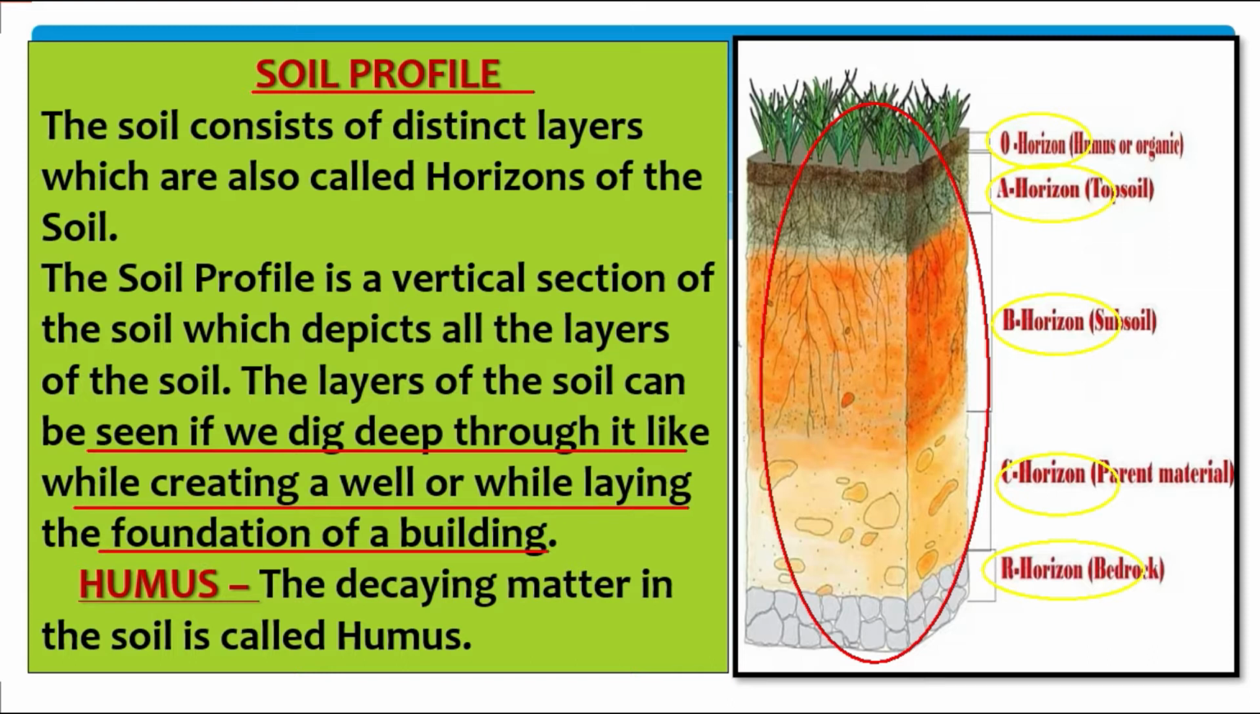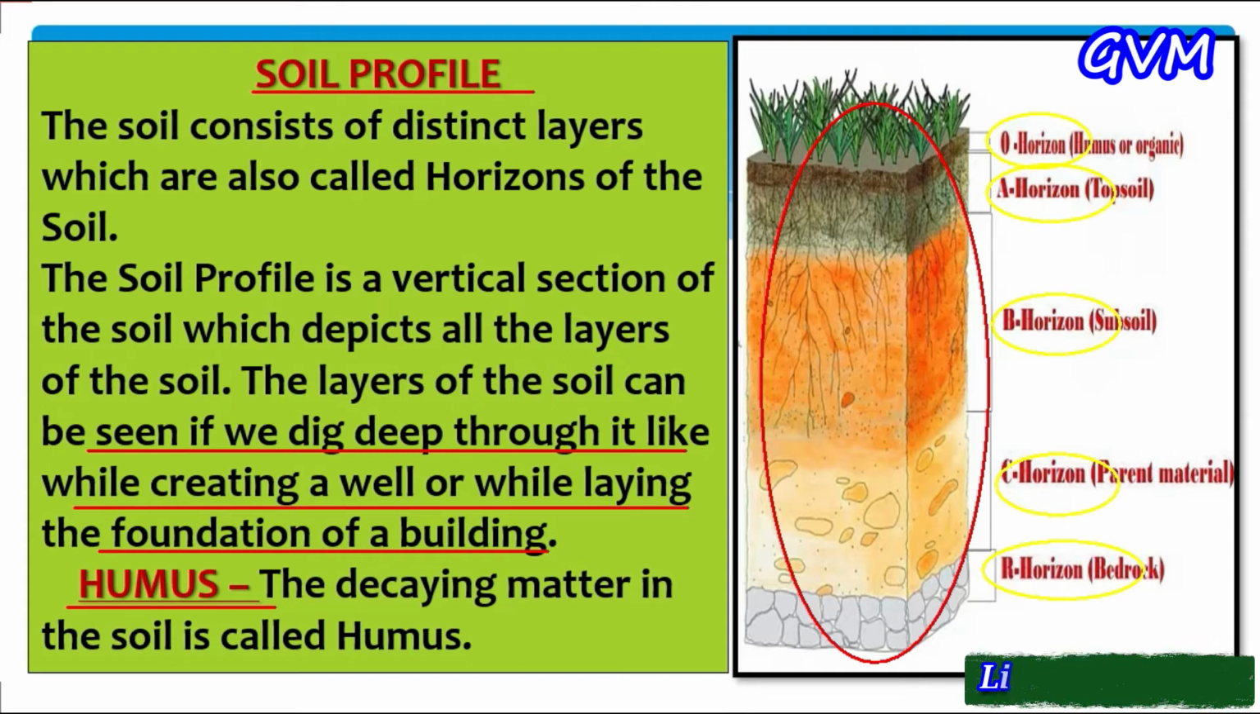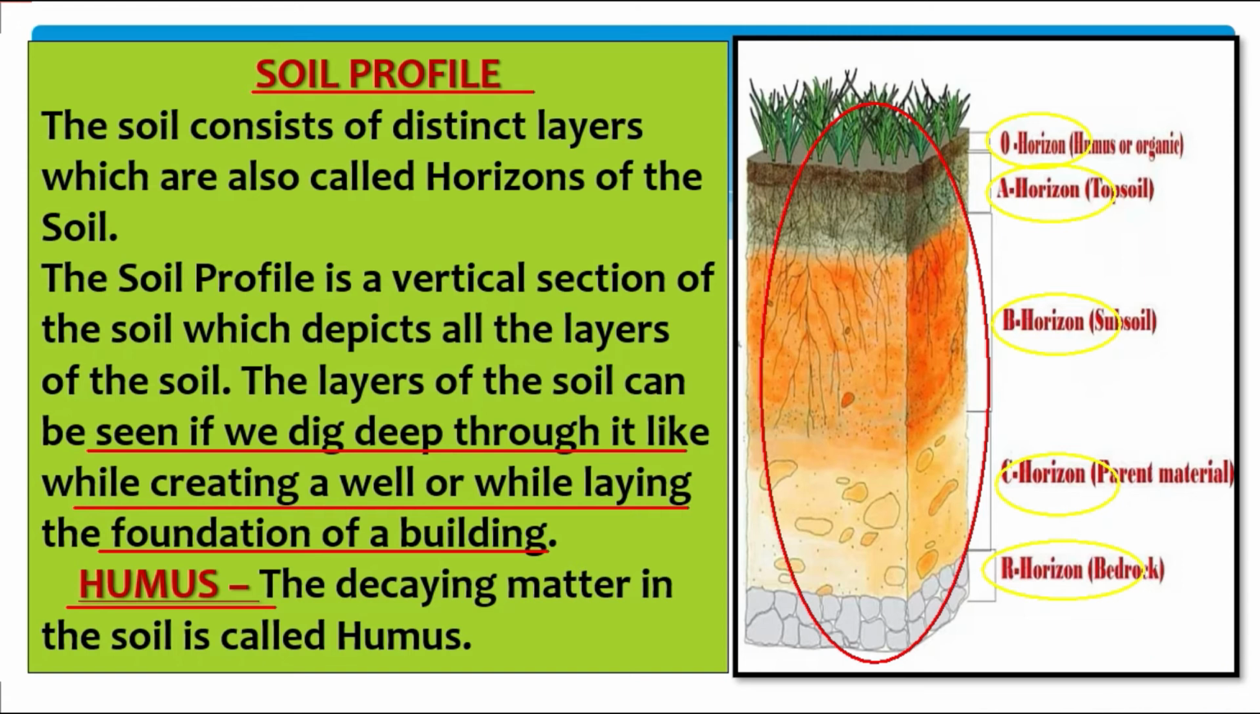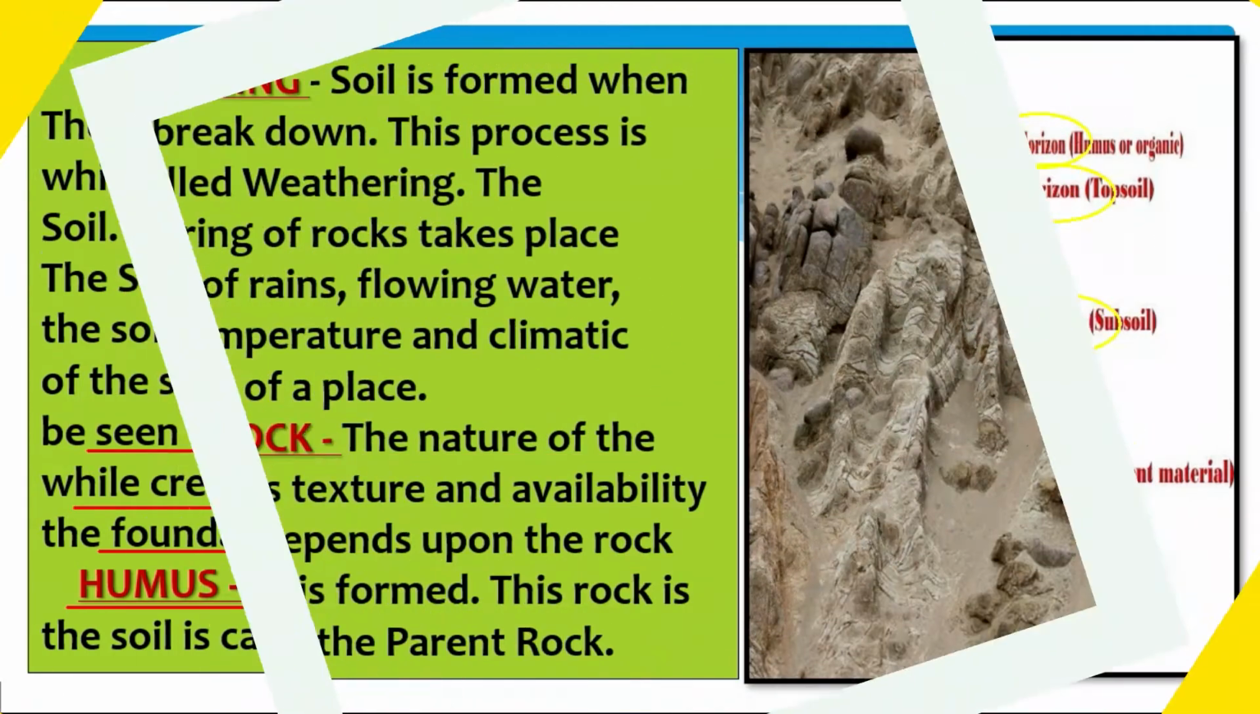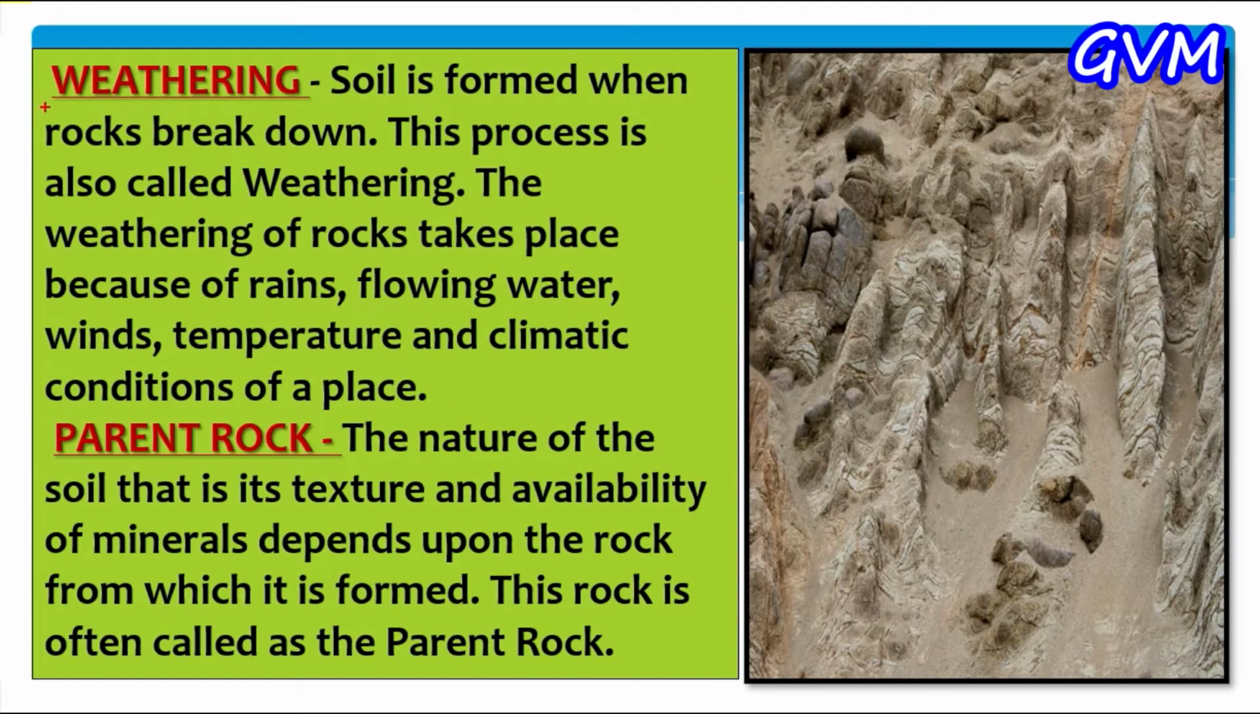Now students, another important term that is necessary for all of you to understand is humus. Students, this humus is the decaying matter in the soil, like rotten leaves, twigs, branches, the waste products of animals, etc. Now students, the second important term is weathering.